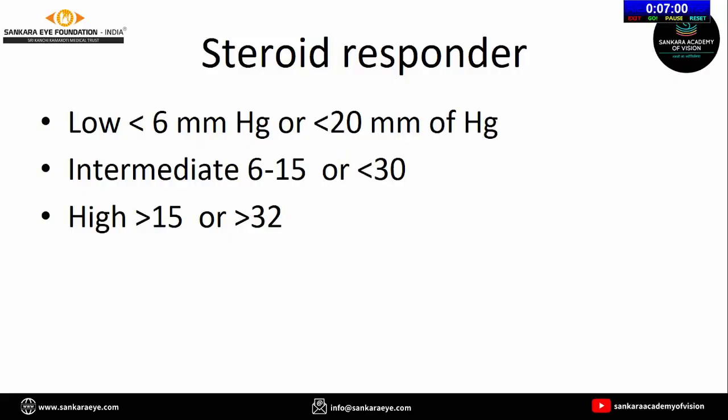The next group is the high responders, where the intraocular pressure rises more than 15 mm Hg from the baseline, or it may reach more than 30 millimeters of mercury. These patients usually encounter problems, they need medical therapy and sometimes surgical therapy. So all these high responders do need therapy.